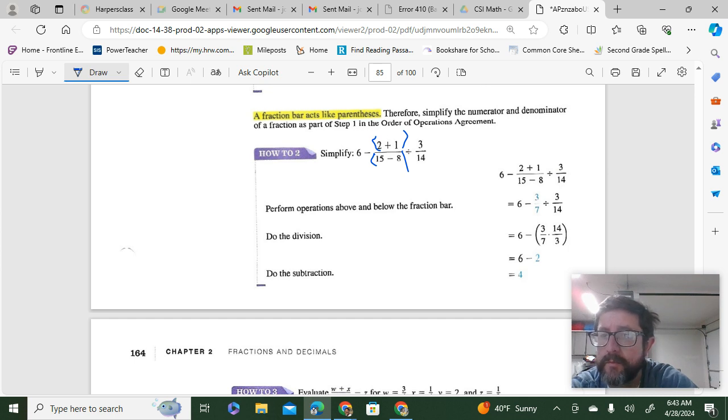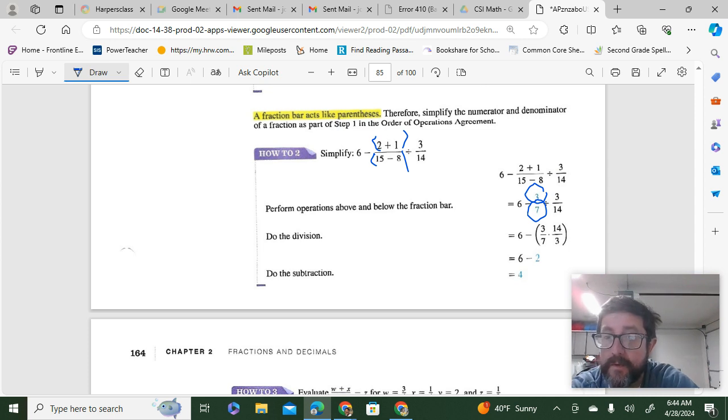Okay, so 6 minus 2 plus 1, and 15 minus 8. So 2 plus 1 is 3, so they got a 3 down here. 15 minus 8 is 7, so we have a 7 here. So we do 6 minus 3/7 divided by 3/14. Now you can put that into your calculator and it'll give you the correct answer if you have a scientific calculator. This calculator over here.